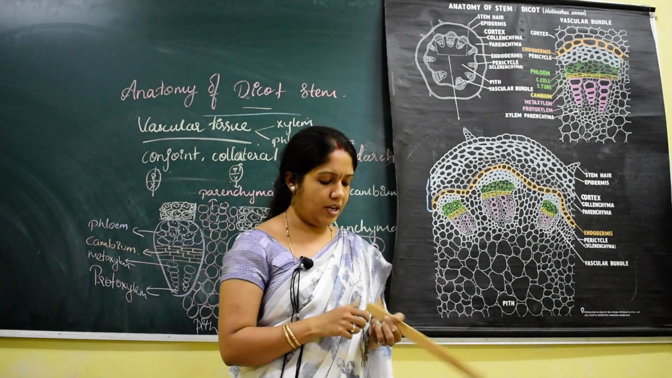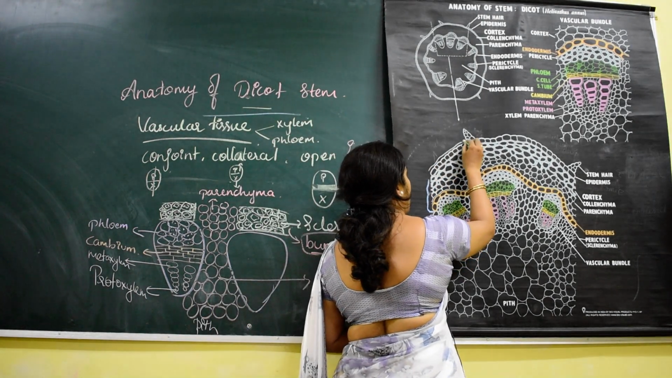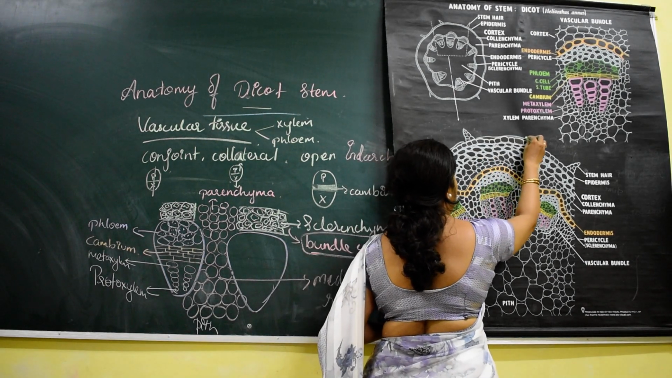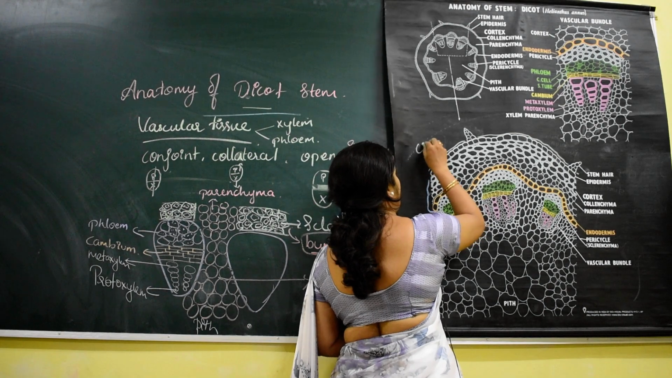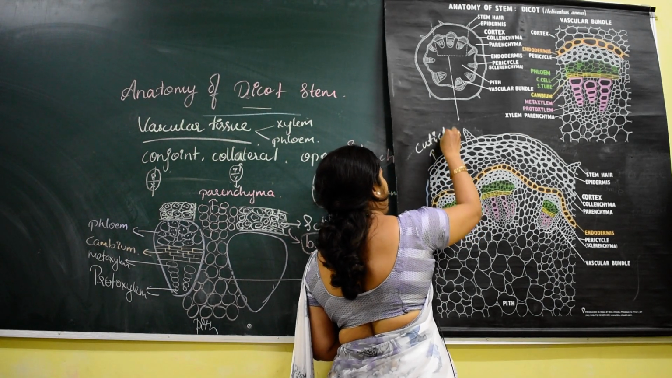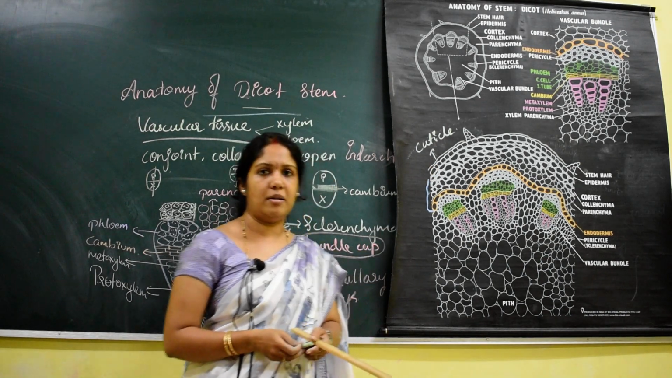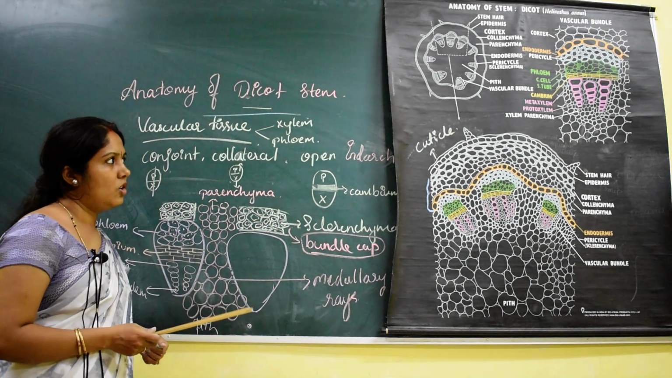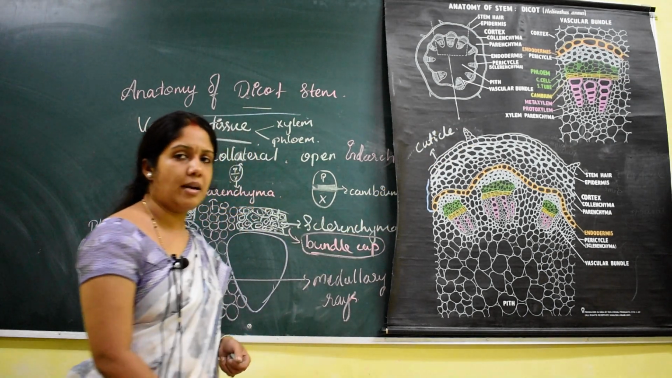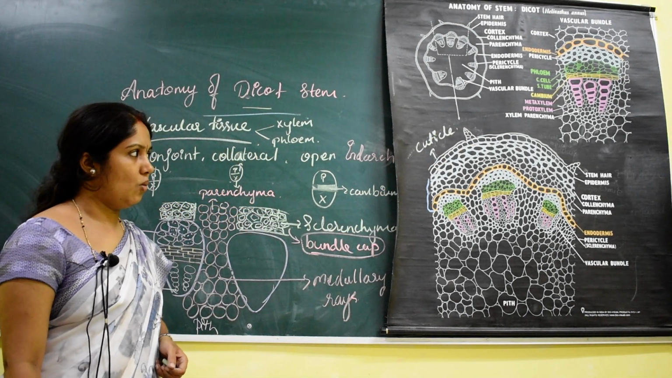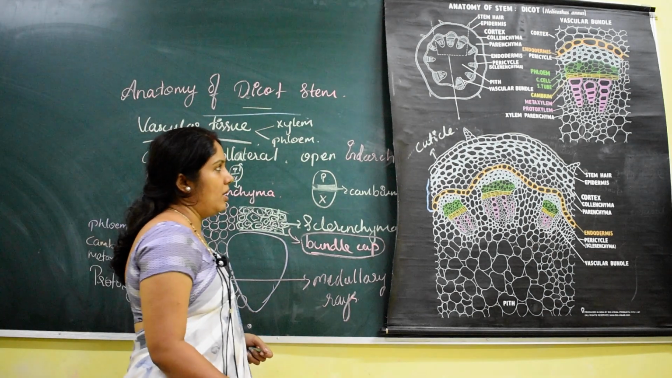are modified into stem hair. Also, the outer layer of a dicot stem has a waxy layer called cuticle. Outer to the epidermis, there is a waxy layer called cuticle, and certain epidermal cells are modified into stem hairs called trichomes. Stem hair, or you can also say trichome. So this is about the epidermis.